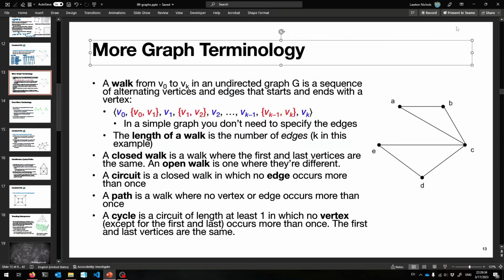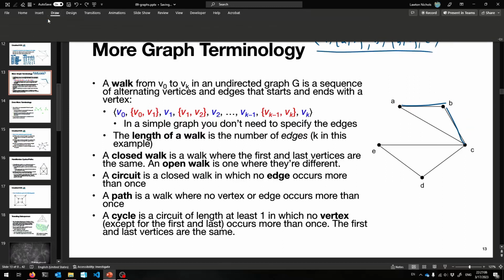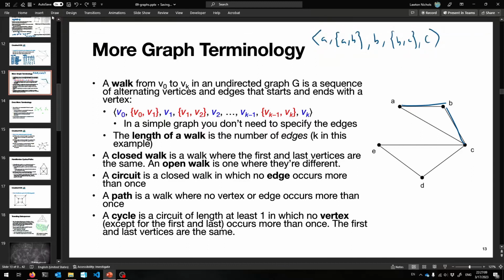Like I went from A to B to C, and that's a walk. Let me just write this down. So for example, this walk right here is one example of a walk, where I start at A and use the edge AB, and then now I'm at B, and then I go to C as well. So I'm following the edge BC, and now I'm ending up at C. And so that's describing exactly how I moved from here to here. You see that? So that's a walk. And that's one of the terms. That's the most generic term, I guess.